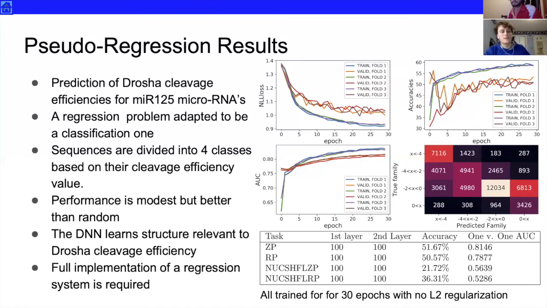It could be that this is a very difficult problem, or even an impossible problem, but we know that there's some sort of biological signal. So in a generalized case, it is able to predict the cleavage efficiencies with some effectiveness, as we can see. But of course, to fully understand how well this value can be predicted from sequence, we need to implement a full regression system.